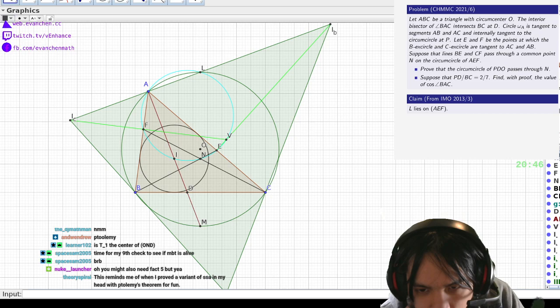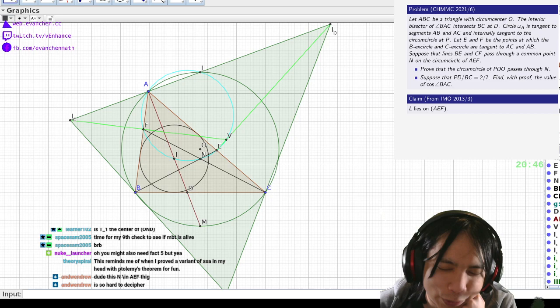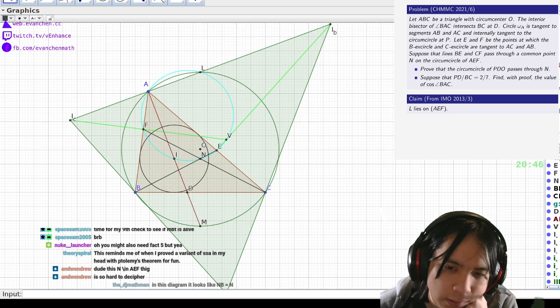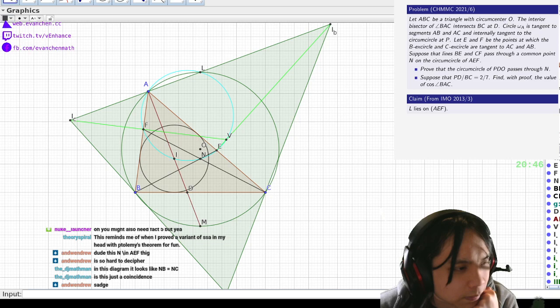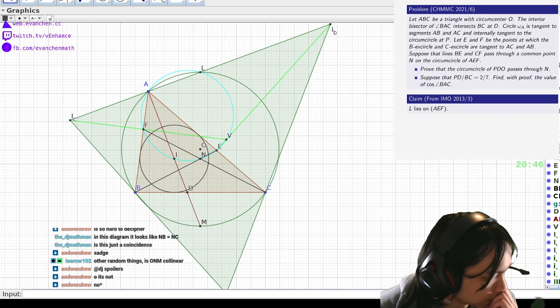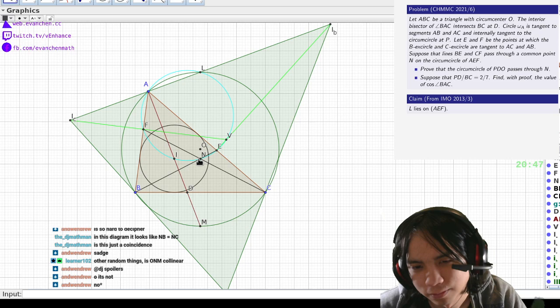Yeah, the problem is N. Like, N is the one point that I don't have a good interpretation for right now. And it's driving me up the wall. NB equals NC. Is that a coincidence? Honestly, it might not be. N is also equidistant. Why would that be true?